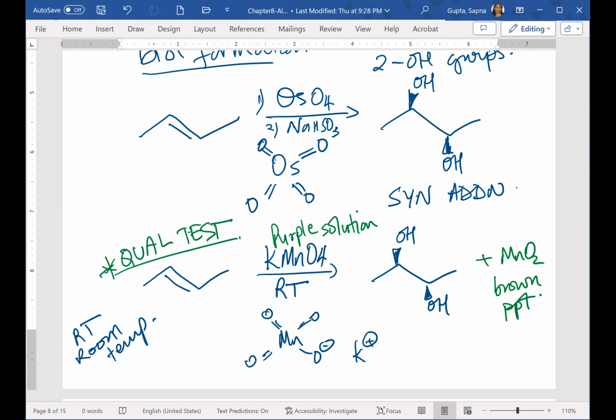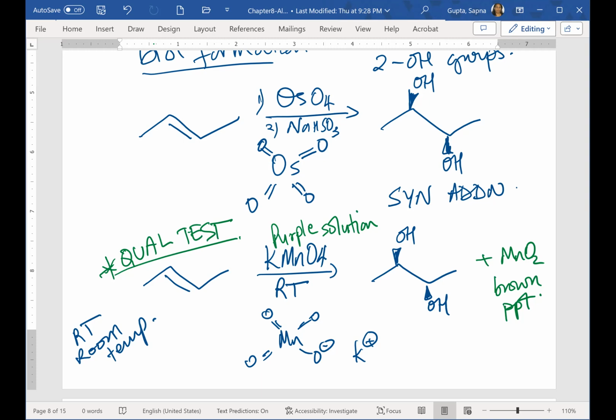Back when I was working with it, I think I had a 5-gram bottle, and a 5-gram bottle would be like $150 or something like that. So it's a pretty pricey reagent, and 5 grams doesn't do much, it's just a small amount. KMnO4, on the other hand, is dirt cheap. So you can get as much as you want.